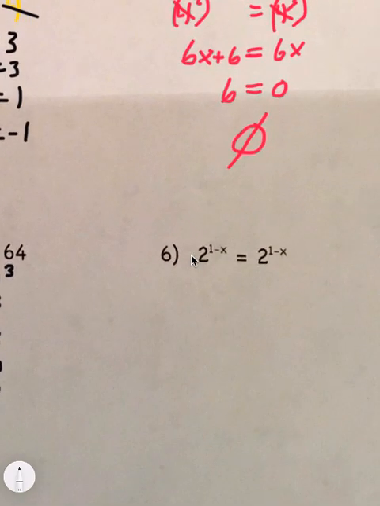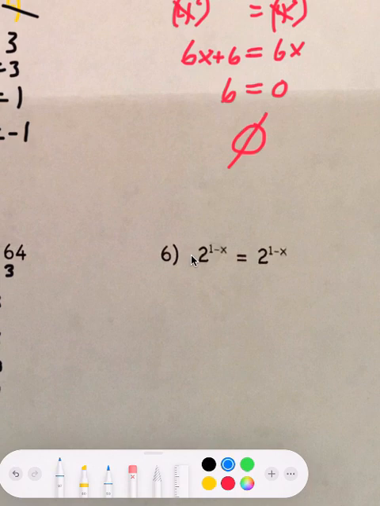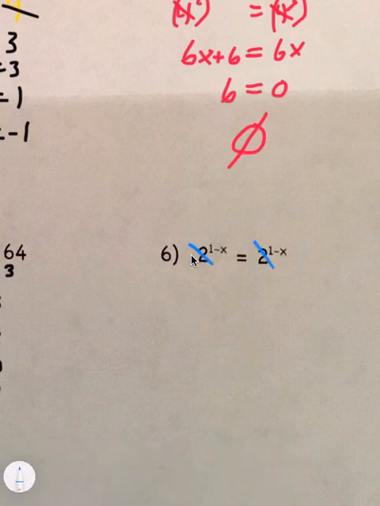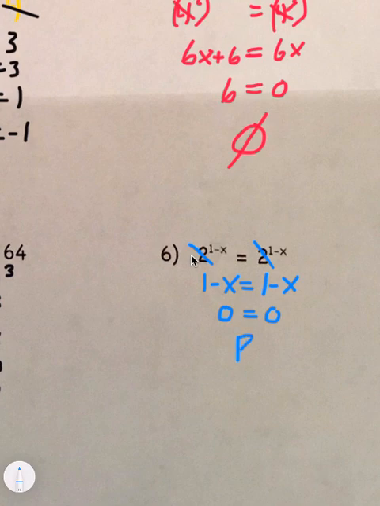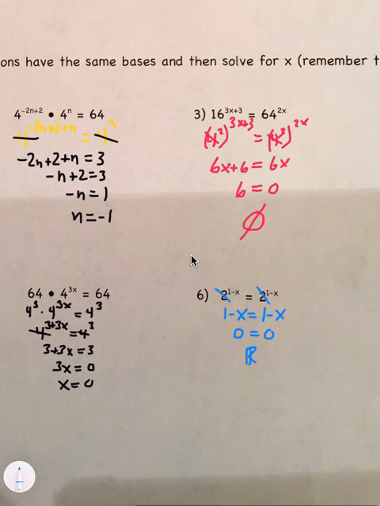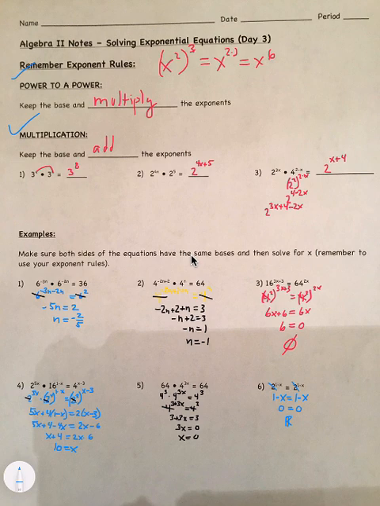Now, this last one, I usually ask this one in class because people get confused, but it doesn't work as well when we're not all together. They have the same base, and so 1 minus x equals 1 minus x. If we subtract 1 and add x to both sides, we have 0 equals 0. And we would say that is a true statement. So the answer for x is all real numbers. X can be anything. And so that is solving exponential equations without like bases, or solving any exponential equations.